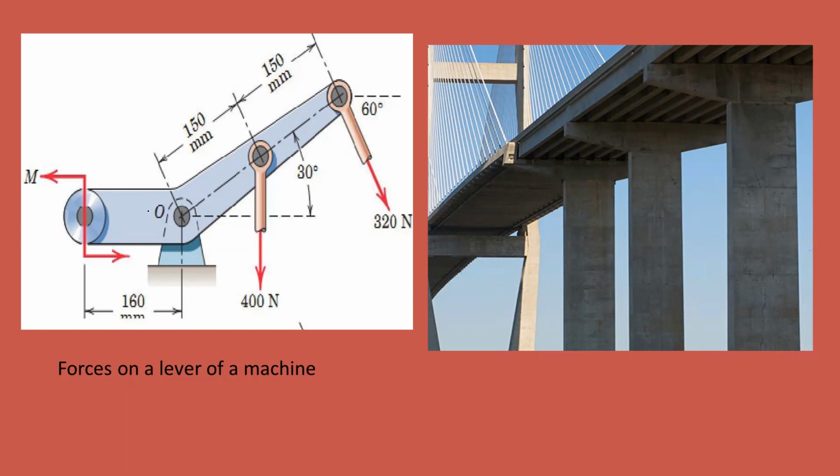So here one example is shown. This is the lever, and this is the pivot point for that lever. Pivot point means this lever can freely rotate about this pivot point. Here some forces are shown, and there is one moment. This moment is created with the help of the forces.